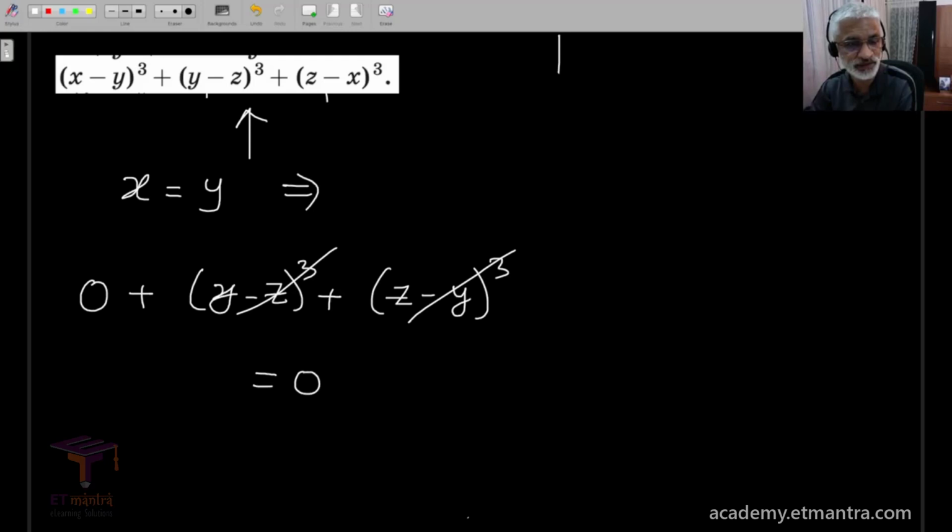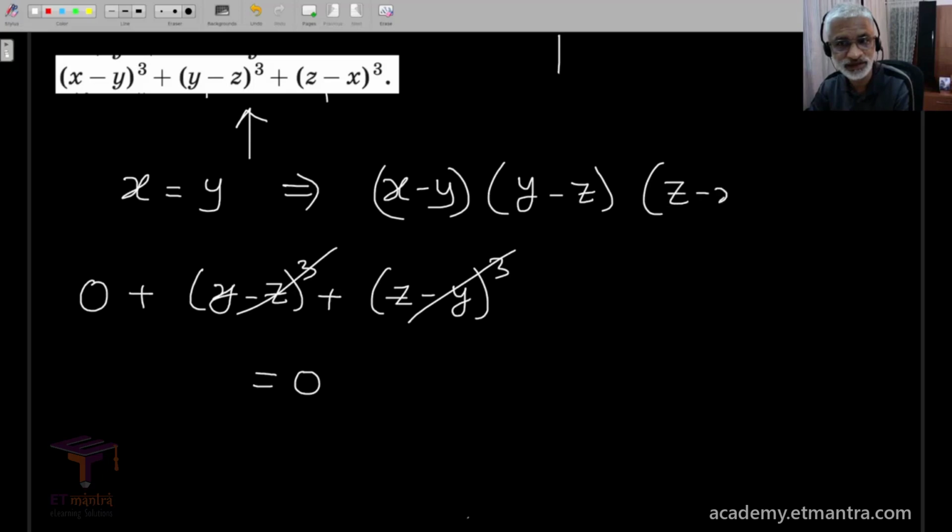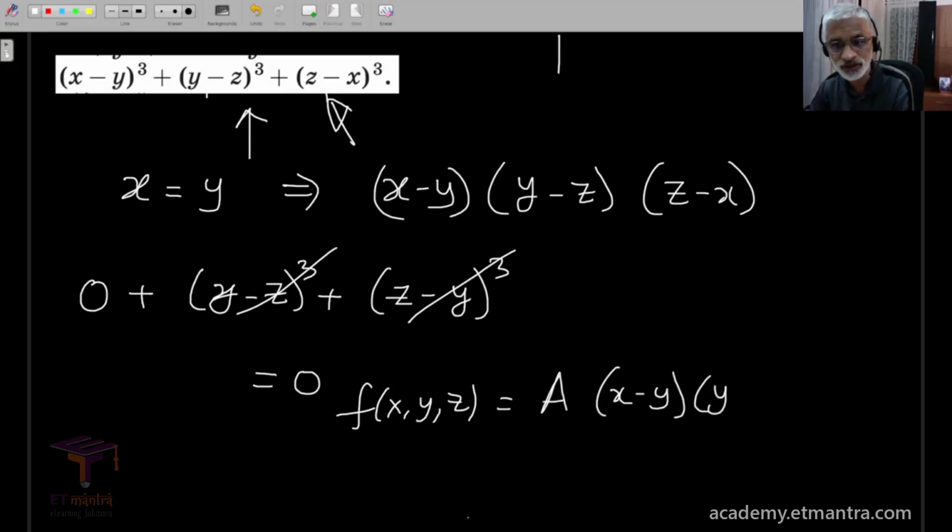So this implies by the factor theorem that x minus y is a factor, and similarly you can get the other two factors as y minus z and z minus x. And finally we notice that this is of degree 3, and we already got 3 factors. So like one of the previous problems, we write that f of x, y, z is equal to some constant a times x minus y and y minus z and z minus x, and we plug in values to determine the value of a. It turns out to be minus 3.